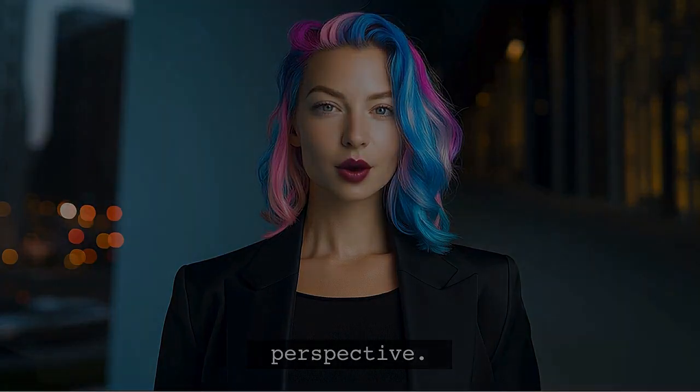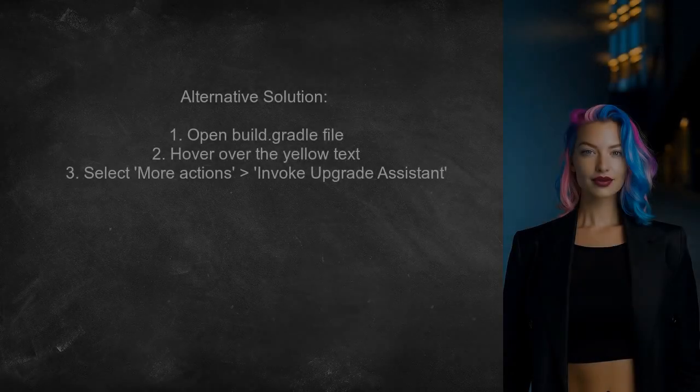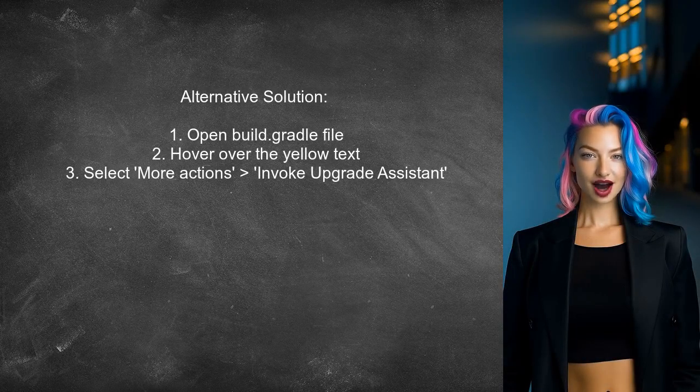Let's see another perspective. An alternative solution from another user suggests that you can show the Android Gradle plugin update dialog again by opening your build.gradle file in Android Studio. Then, simply hover over the yellow text and select More Actions, followed by Invoke Upgrade Assistant.